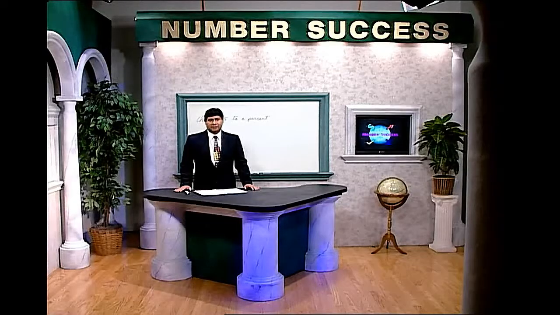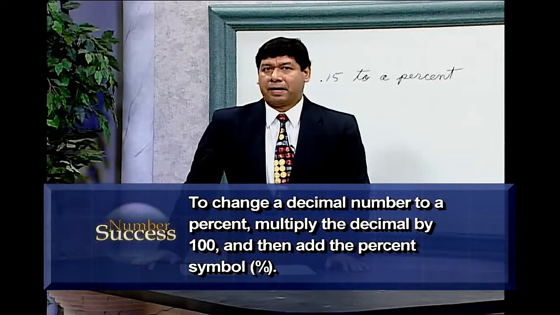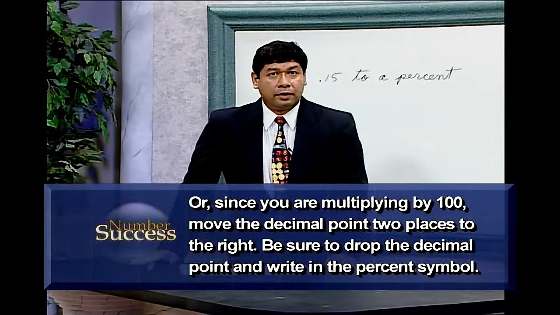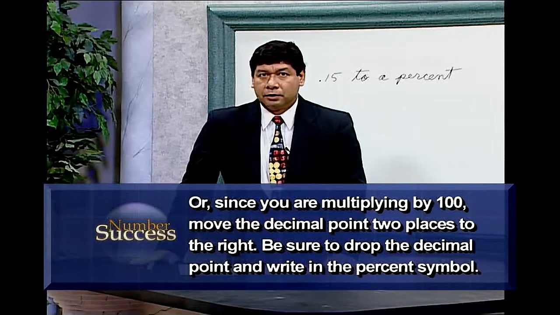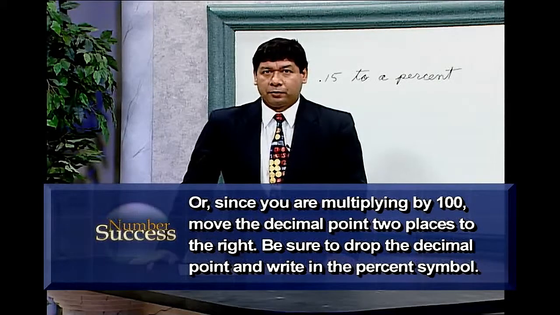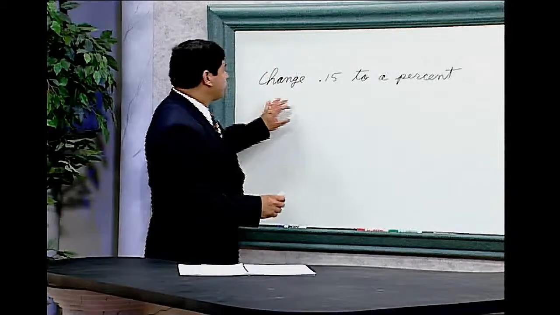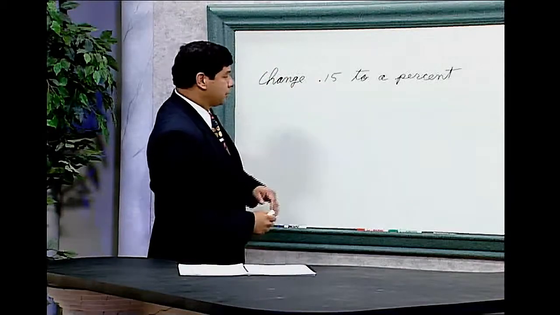Changing decimals to percents. To change a decimal number to a percent, multiply the decimal by 100 and then add the percent symbol. Or, since you're multiplying by 100, move the decimal point 2 places to the right. Be sure to drop the decimal point and write in the percent symbol. The example that we have here: change 0.15 to a percent.